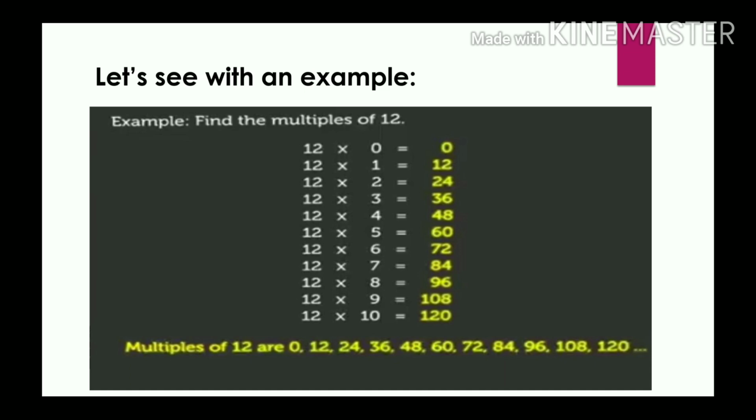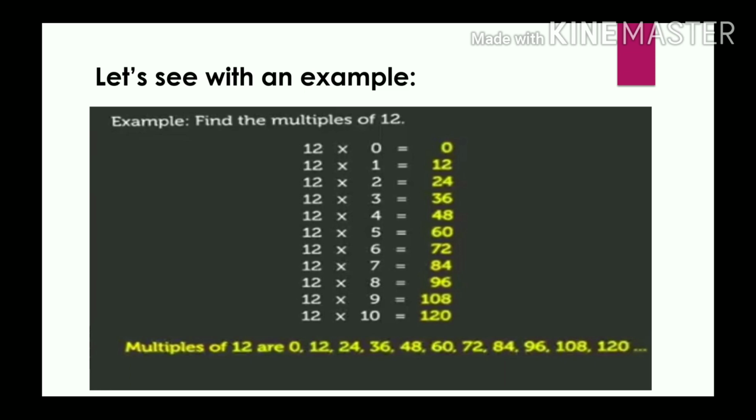Example, find the multiples of 12. So here you can see 12 multiplied by 0 gives you 0. 12 multiplied by 1 gives you 12. 12 multiplied by 2 is equal to 24. 12 multiplied by 3 is 36. 12 multiplied by 4 is 48. 12 multiplied by 5 is 60.